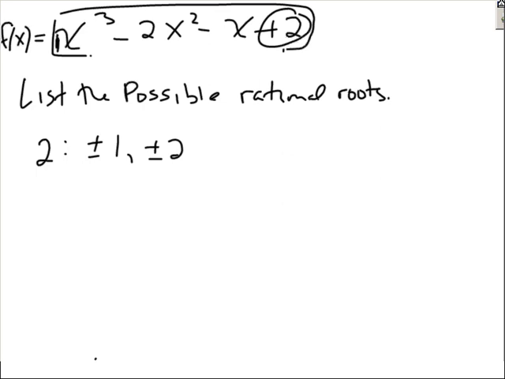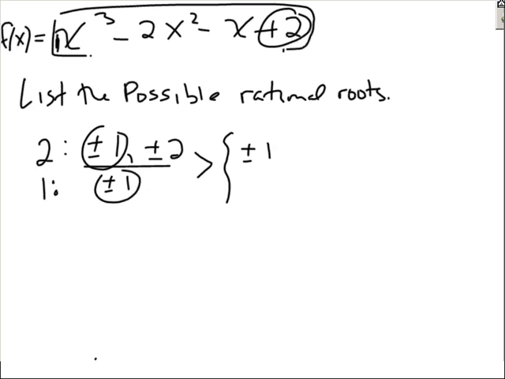The leading term doesn't have to be the first term. It's the term with the highest power. The numbers that go into 1 are just plus minus 1. So the possible zeros will be plus minus 1 divided by plus minus 1, which is plus minus 1, as well as plus minus 2 divided by plus minus 1, which is plus minus 2. Here are the 4 possible zeros.